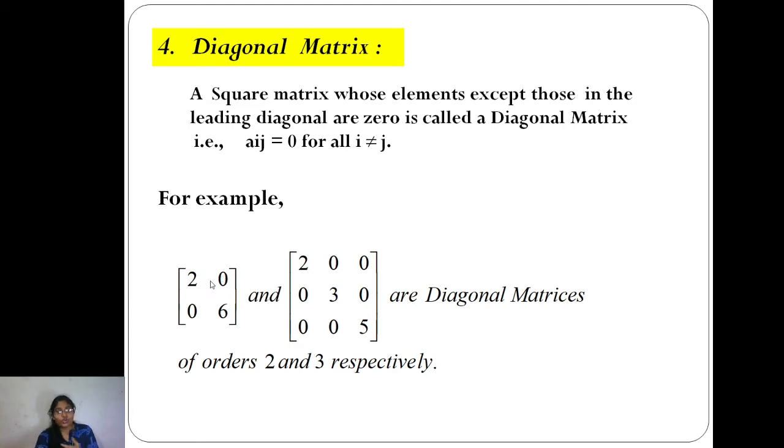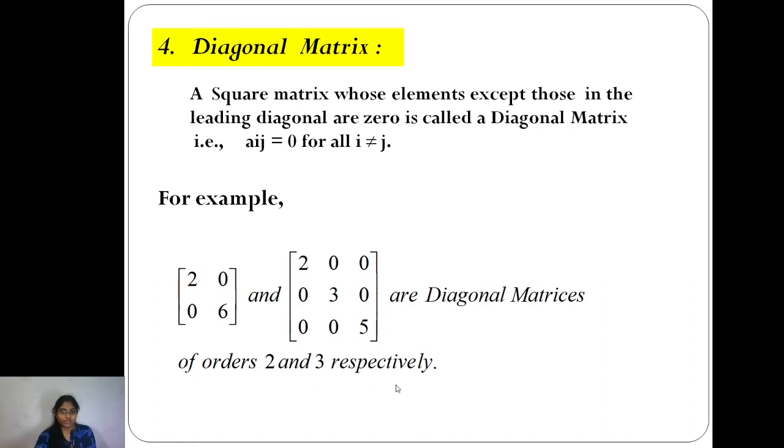That means 2 0 0 6. So 2 is a11. That means i equals to j. This is the non-zero element. 6 is the position of a22. That means i equals to j. This is the non-zero element. Okay. Similarly 2 0 0 0 3 0 0 0 5 are diagonal matrices of order 2 and 3 respectively.